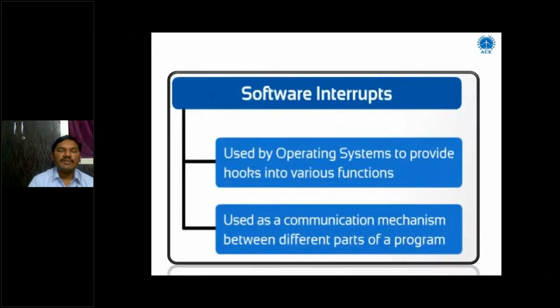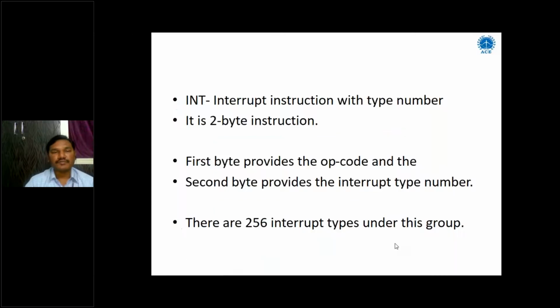Now software interrupts. Software interrupts are used by operating systems to provide hooks into various functions. It means various functions need to be executed, and one program cannot be executed continuously. It needs to take the help of other programs also. Then we need software interrupts, and they are also used as a communication mechanism between different parts of a program.